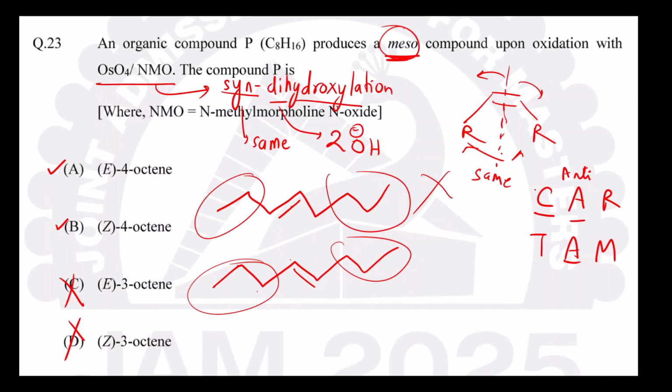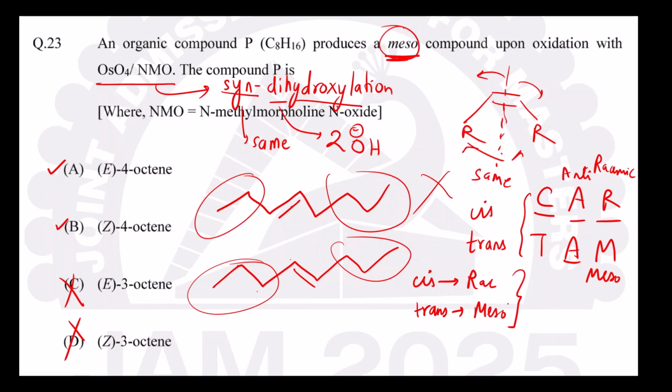Then C and T stand for cis and trans. R is racemic and M is meso. Okay, so cis alkene gives racemic product, and trans alkene will give what? Meso. But this is in case of anti-addition, and in case of syn addition, which is what we want here, it will be opposite.